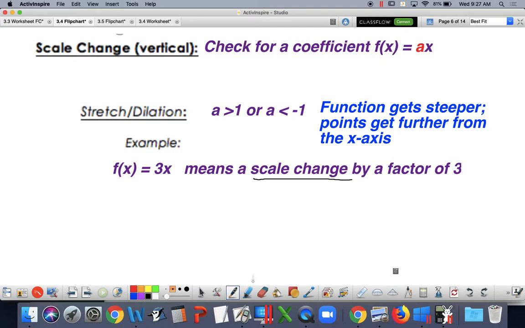Our example is if I have y equals 3x instead of y equals x, I have a scale change by a factor of 3, or I've stretched it out to now have a slope of 3, whereas before it had a slope of 1.